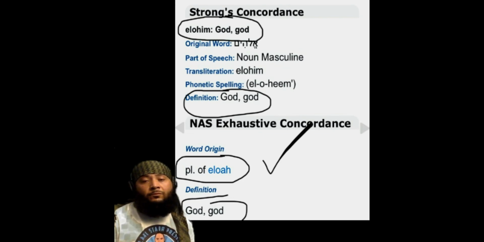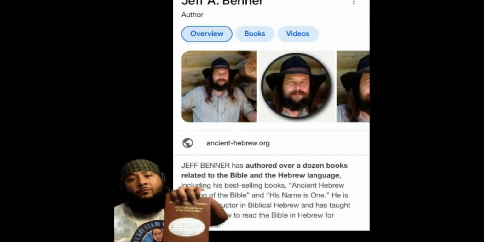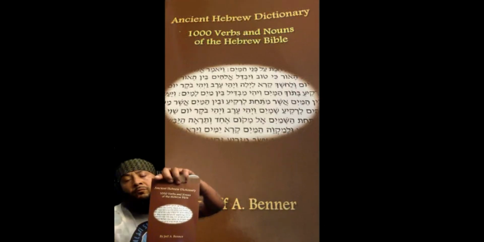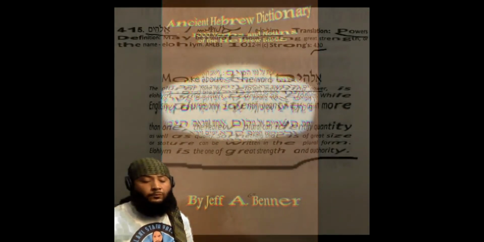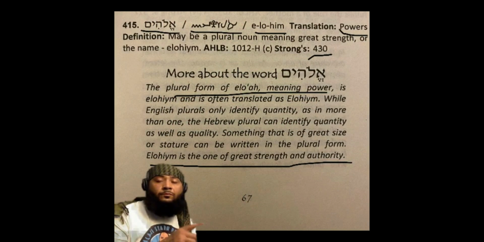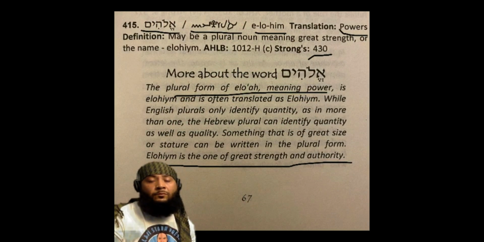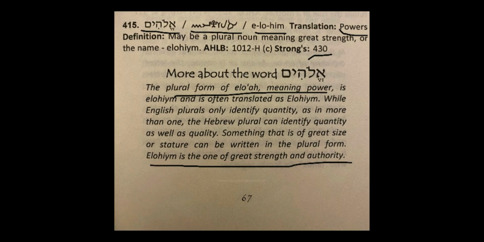According to Jeff A. Benner in his book Ancient Hebrew Dictionary, 1000 Verbs and Nouns of the Hebrew Bible, term 415, Elohim translates to powers, with a breakdown of the Hebrew plural and its ability to identify quantity as well as quality. It's then stated that Elohim is the one of great strength and authority, even though he didn't follow the Hebrew plural laws, so it should be read as the ones of great strength and authority.